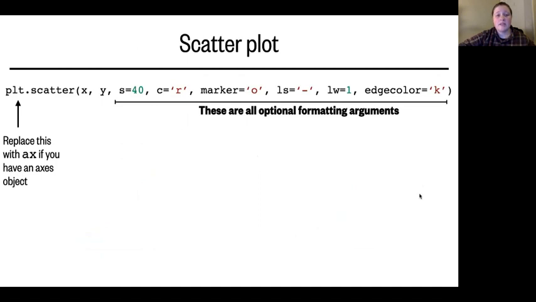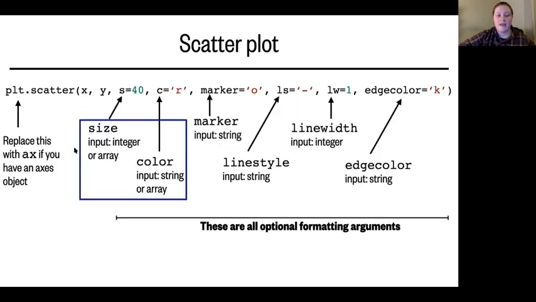The next thing we learned about was a scatter plot. Remember, a scatter plot is just showing the x and y coordinates. It's not connecting them. plt, remember, you can also replace with ax, and it's dot scatter. You give it x coordinates and y coordinates, and then you can do all the formatting things. So we have size and color, and those are just a little bit different from your line plots because you can give it an integer, or you can give it an array. Same thing with color. You can give it a string, or you can give it an array.